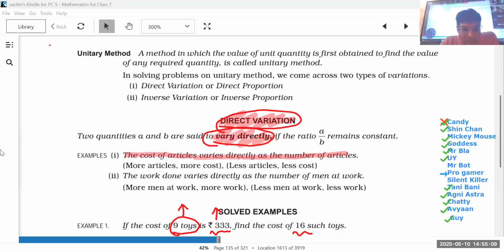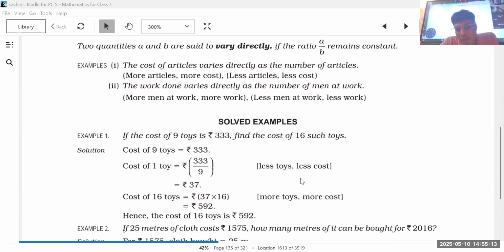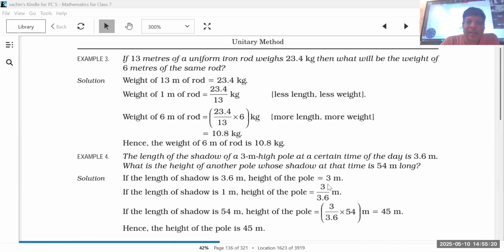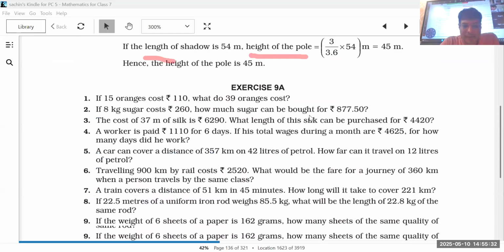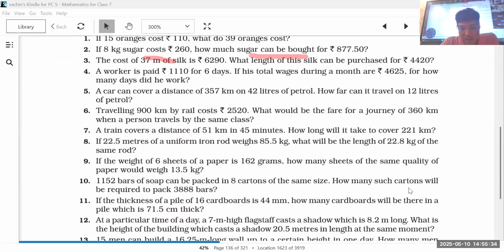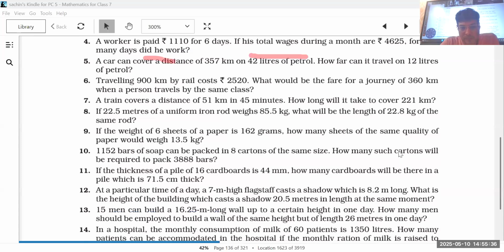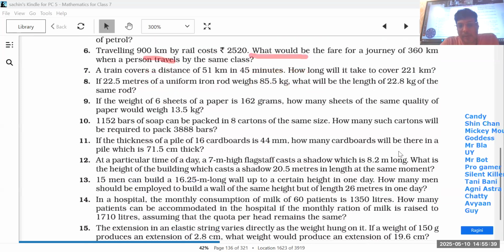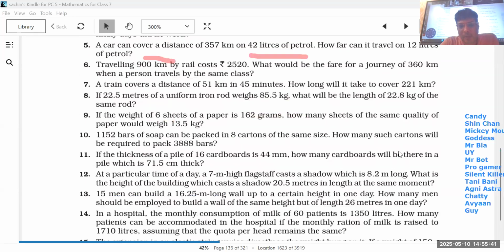Like the sheets and weight question we did, again direct variation. The toys question we did, if we are doing a cost question, 25 meters 1575, how many meters can be bought for 2016? Again direct variation. If this much meters of iron rod weighs, if there are more meters then there will be more weight, again direct variation. So all these are questions of direct variations. I will give you a few questions to practice if you want.